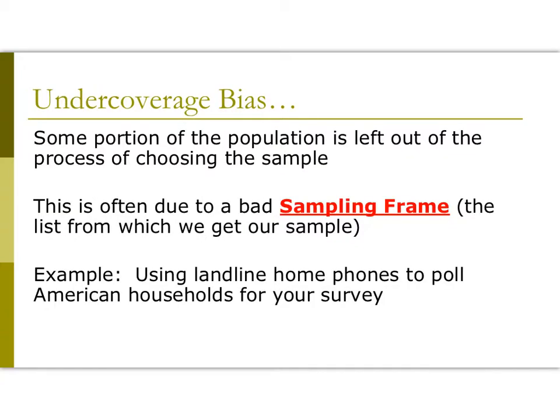The first type of bias I can get is called undercoverage bias, and that's when I just end up totally leaving out a whole part of the population because of how I chose my sample. It's often due to what's called a sampling frame, which is the list we're getting our sample from. Like when we did the random numbers earlier, the list I'm using for the random numbers is not complete. A lot of times using landline home phones is an example, since hardly anyone has a landline phone now, and people who do have one are probably statistically different than people who do not. So it's not a complete sampling frame.